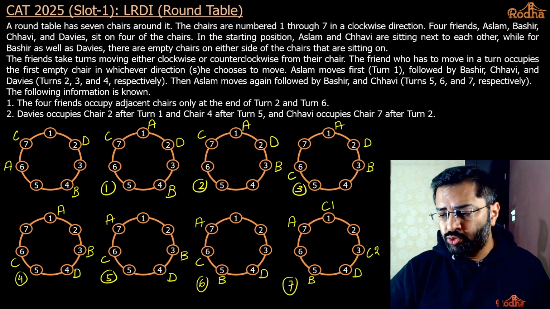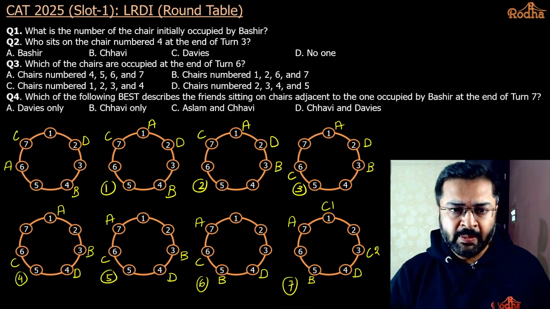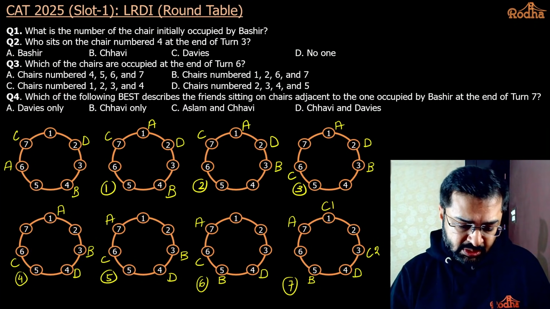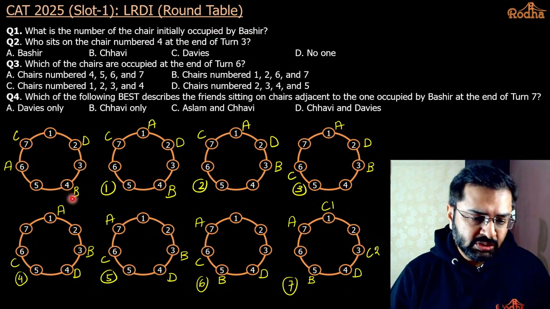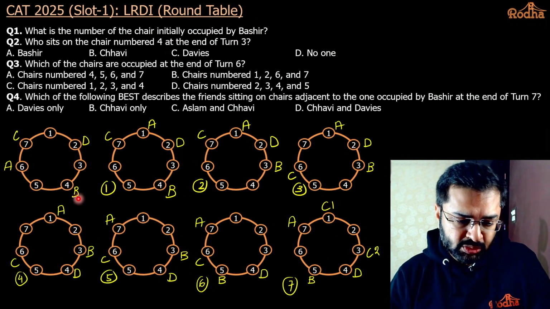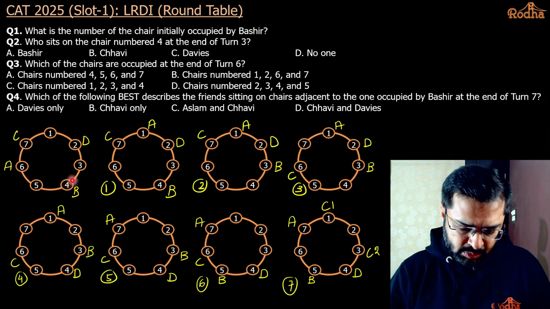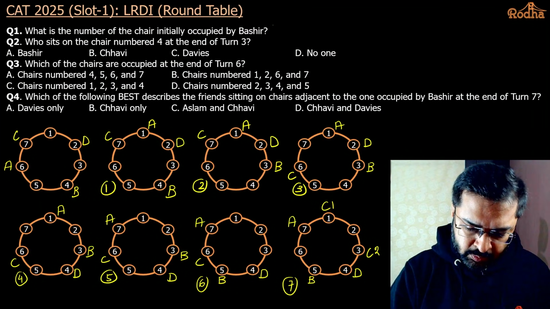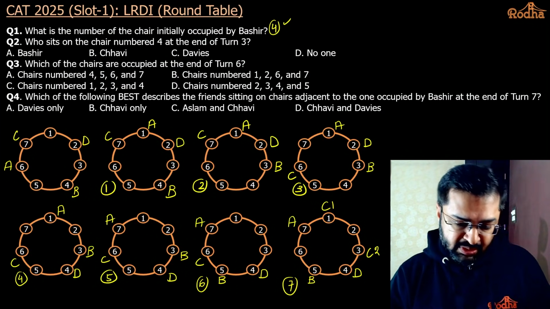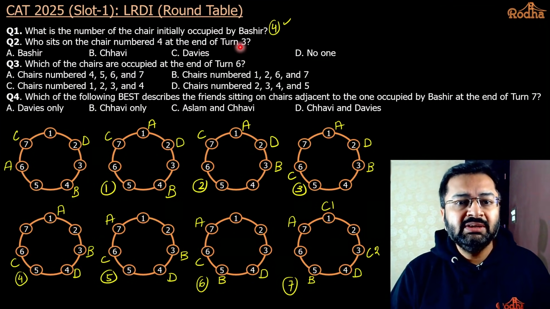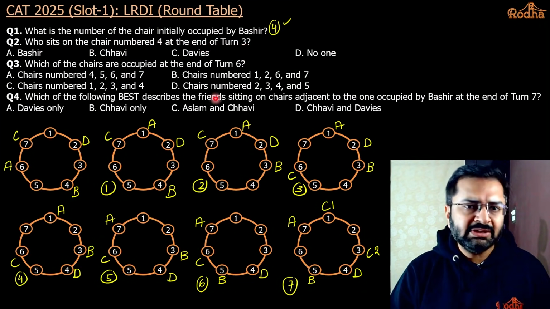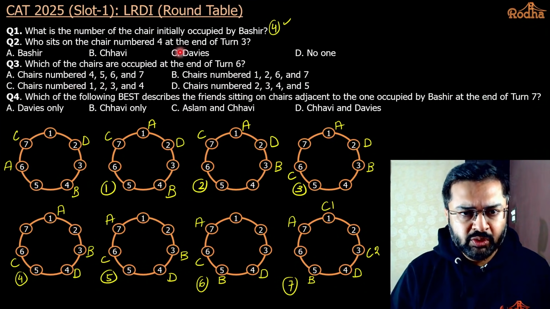And let me just show you the questions very quickly. So it is like that. What is the number of the chair initially occupied by B? So this is 4. So fourth, we get it from here. So this is the chair number of B initially. Who sits in the chair numbered 4 at the end of turn 3? Now you'll understand what I was saying earlier. We could have done it like that.